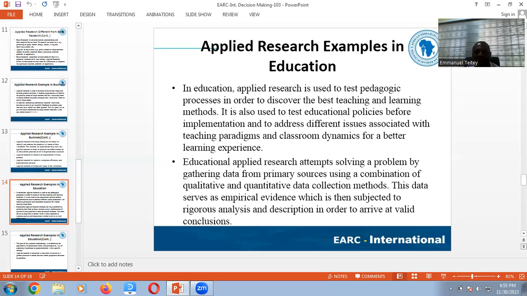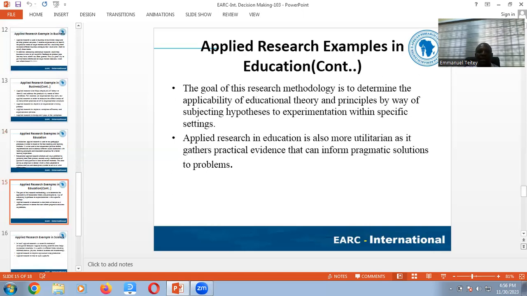Educational applied research attempts to solve a problem by gathering data from primary sources using a combination of qualitative and quantitative data collection methods. These data serve as empirical evidence, which is then subjected to rigorous analysis and description in order to arrive at a valid conclusion.